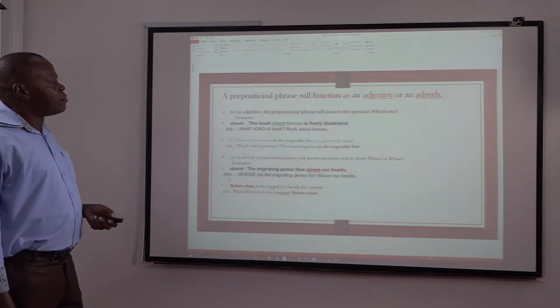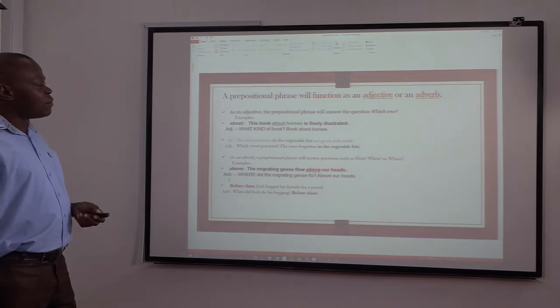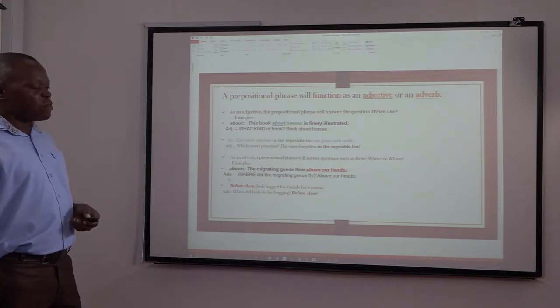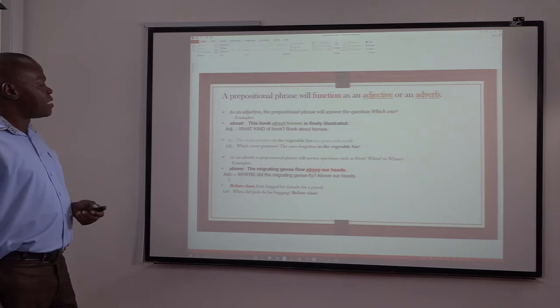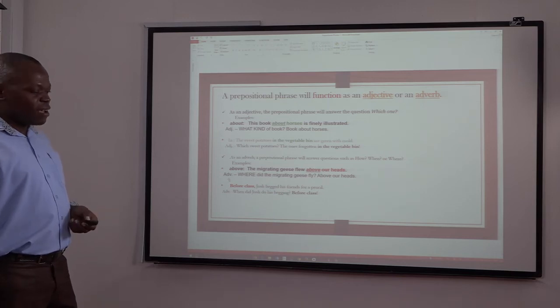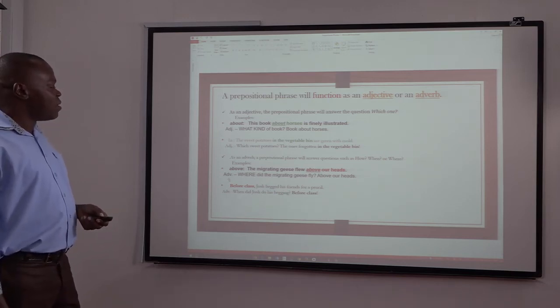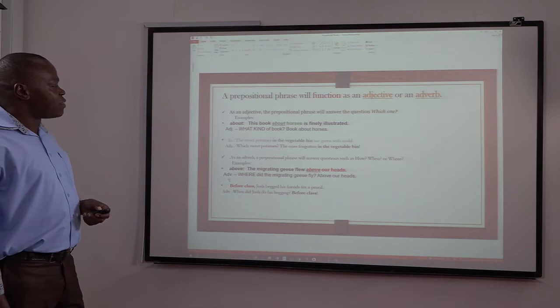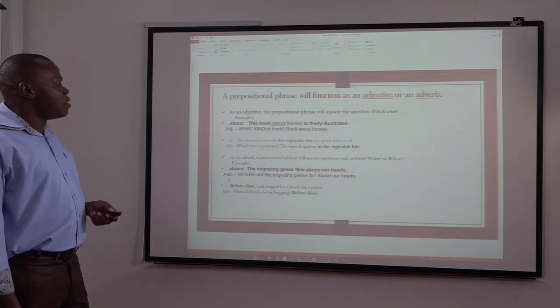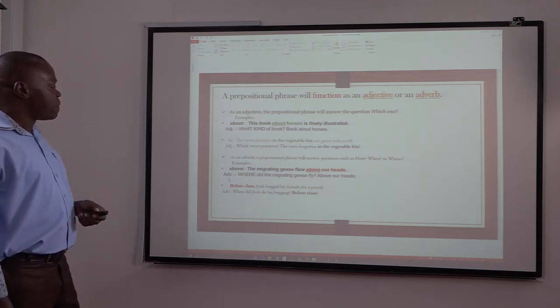Let us now turn to functions of prepositional phrases. Prepositional phrases can function as adjectives or adverbs. As an adjective, a prepositional phrase will answer the question which one, just like adjectives in any sentence. If you look at the first example, this book about horses is finely illustrated. That is an example of an adjectival phrase. It answers the question which one. If you ask what kind of book, the book about horses.